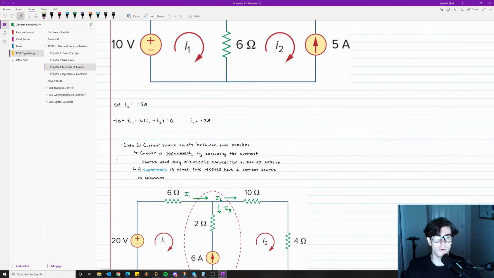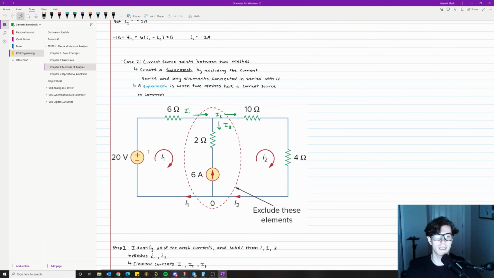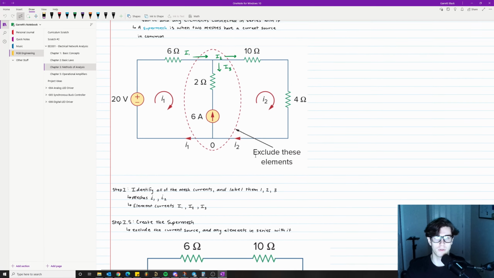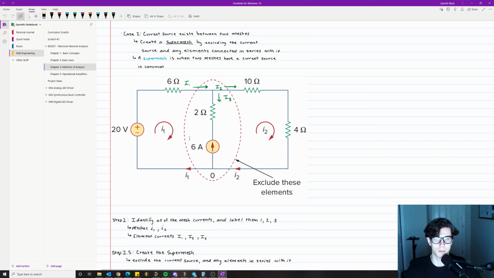So then case 2 is a current source exists between 2 meshes. Create a super mesh by excluding the current source and any elements connected in series with it. A super mesh is when two meshes have a current source in common. So in this case, we would make a super mesh. Okay, and that actually looks like that. So I'll show you. We're gonna go step by step and explain how things are supposed to be done.